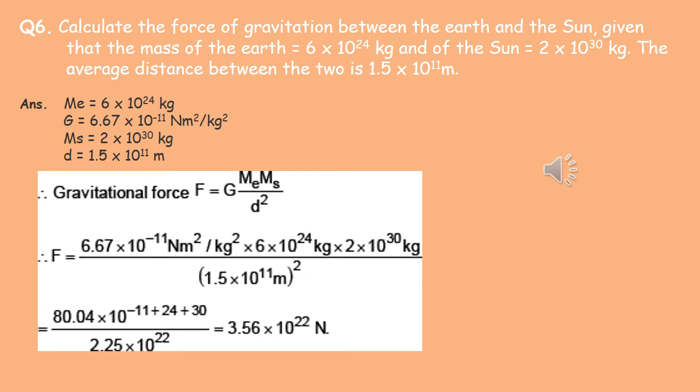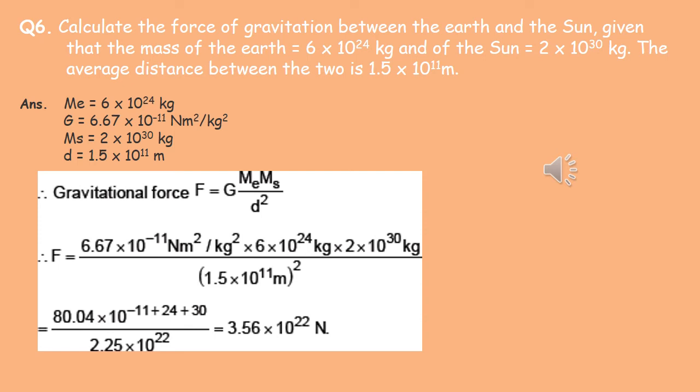Here mass of earth we are taking as me, that is equal to 6 into 10 to the power 24 kg. The value of capital G is 6.67 into 10 to the power minus 11 Newton meter square by kg square. And mass of sun we are taking as ms, that is equal to 2 into 10 to the power 30 kg, and the distance between them is 1.5 into 10 to the power 11 meter.